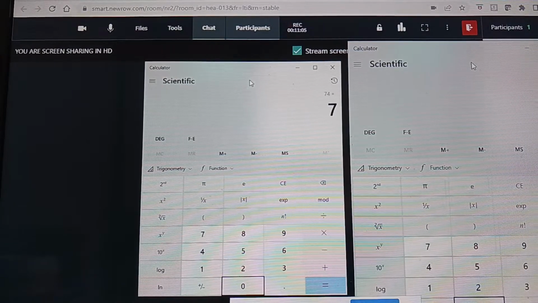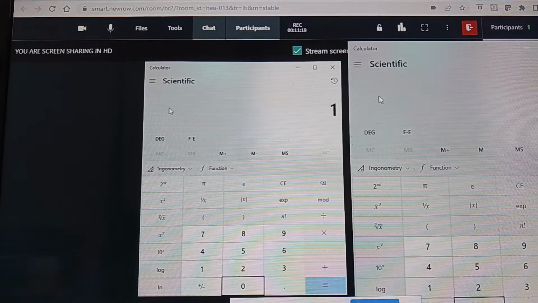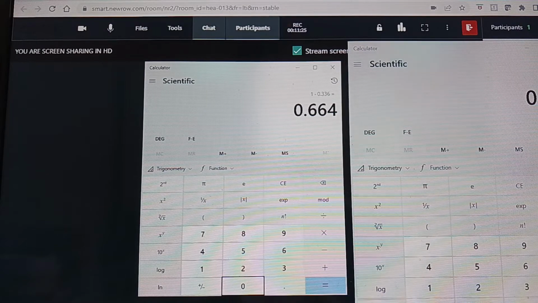74 plus 75, you'd think that would be easy to type. It's 149. So 50 divided by 149 is 0.3355, or 0.336. So p bar is 0.336. 1 minus 0.336 is how you get q bar, 0.664.